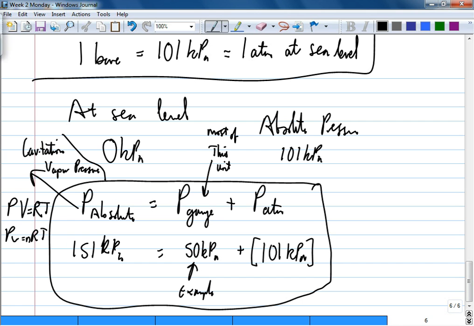So we've covered pressure, gauge pressure, absolute pressure. Any questions? Cavitation, vapor pressure. Cavitation I explained last week. Check the notes. Any questions?